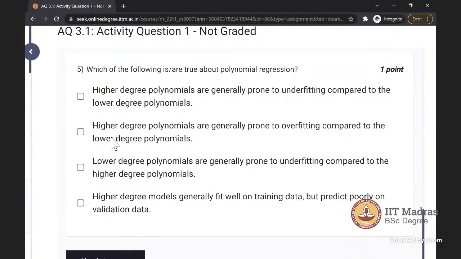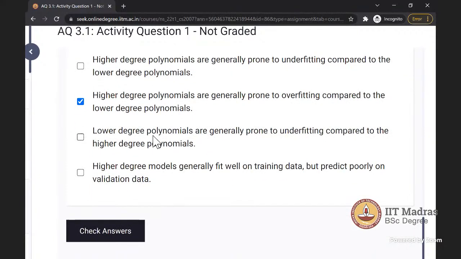Option number 2 is higher degree polynomials are generally prone to overfitting compared to lower degree polynomials. Okay, this we just discussed. Option number 3, lower degree polynomials are generally prone to underfitting compared to the higher degree polynomials. I think this is just the negation of option B. What do you think? Yeah, correct. It's just the reverse, right? Yes. So this has to be true also.